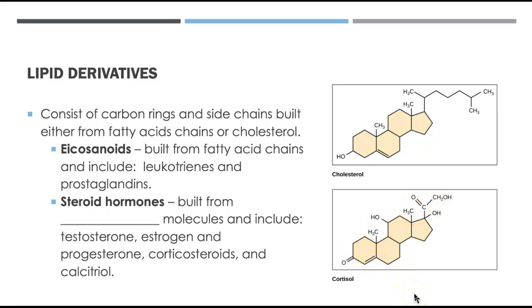So first we have our eicosanoids, and these are built from fatty acid chains and include leukotrienes and prostaglandins. We'll talk about this a bit more within our immune and lymphatic systems. And we have our steroid hormones, which are built from cholesterol. And these will include testosterone, estrogen, progesterone, our corticosteroids, and calcitriol.